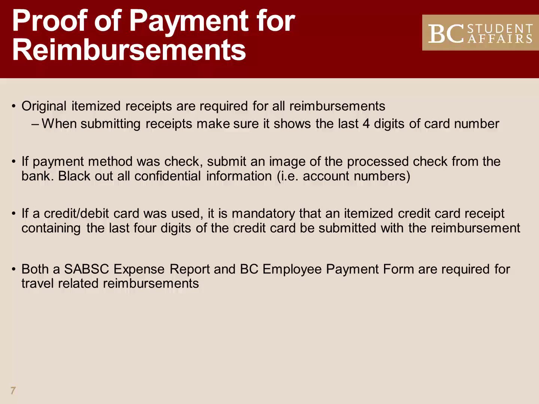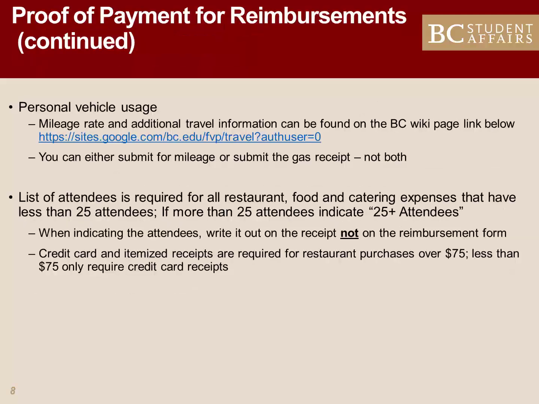If a credit or debit card is used, an itemized credit card receipt containing the last 4 digits of the credit card can be submitted with the reimbursement. If the receipt does not have the last 4 digits of the card, a bank statement showing the charges is required. A SABSC expense report and BC employee payment form are required for all travel-related reimbursements. These forms can be found on the SABSC website. The mileage rate and any additional travel information for personal vehicle usage can be found at the link provided.